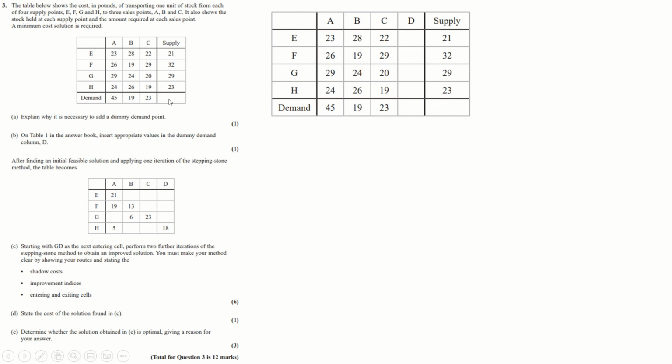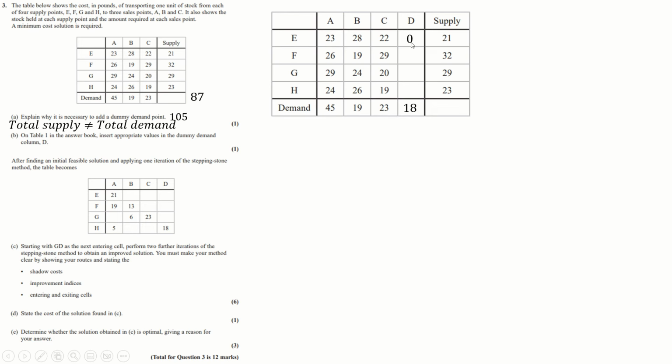So we need a dummy thing here, a dummy demand point, to make that balance. Demand currently adds to 87, supply currently adds to 105. So they don't equal each other. So what we do is we add 18 extra demand in to make 87 into 105. So now these two things match, and we could maybe write 105 here.